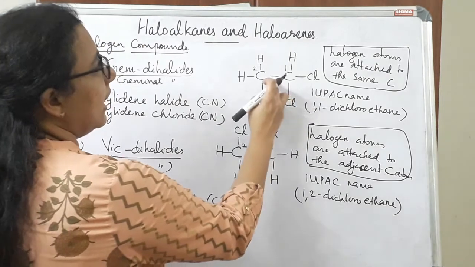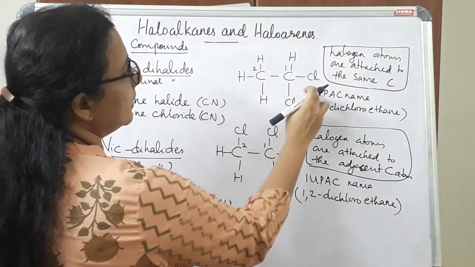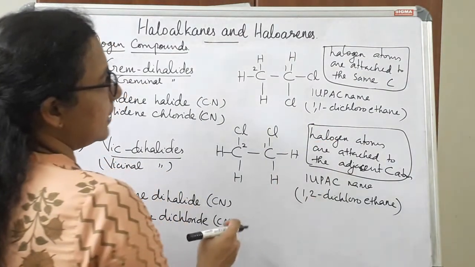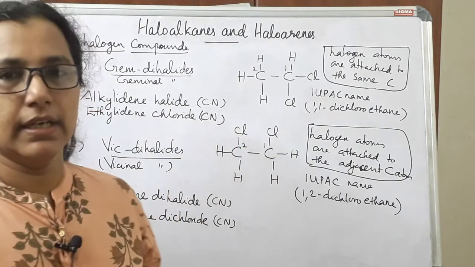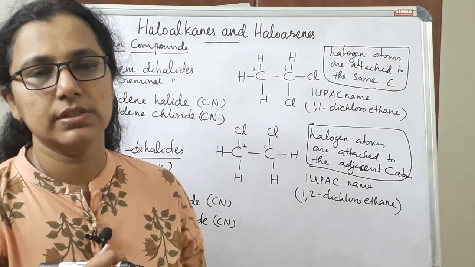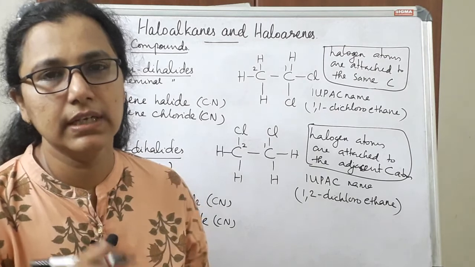If the halogen atoms are attached to the same carbon atom, it is geminal dihalide. If the halogen atoms are attached to the adjacent carbon atoms, they are vicinal dihalide. So the important types of dihalogen compounds are geminal dihalides and vicinal dihalides.